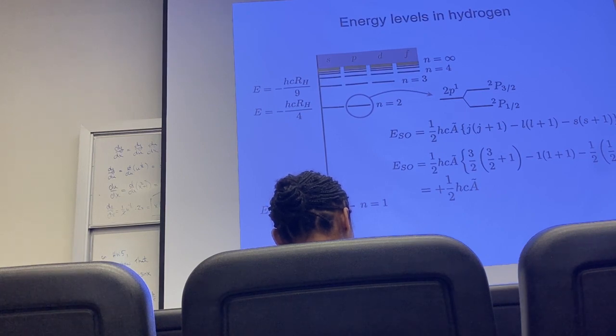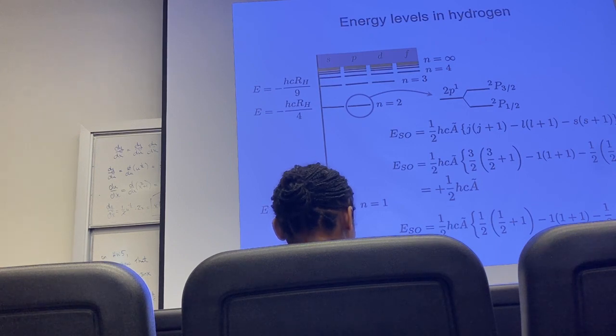I'm going to do the same thing for the bottom state. In the bottom state, S is still 1/2, that's the spin quantum number. L is still 1, it's still in the P state. J is now 1/2, because that's the total angular momentum in that state. And if I do that, I get negative HCA.